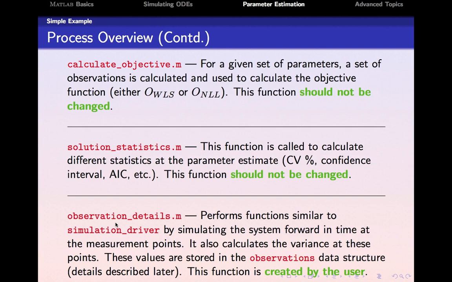And this is also where you're going to calculate the variance at these points as well. Okay, and these are going to be stored again in the observations data structure. We'll describe the details of that in a moment, but this is a function that you as a user are going to have to create in order to use these routines.